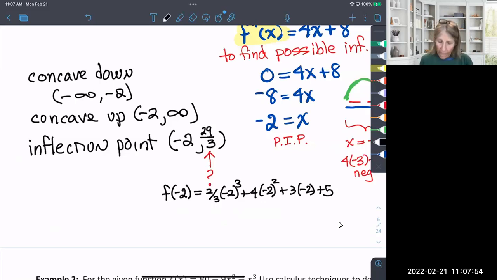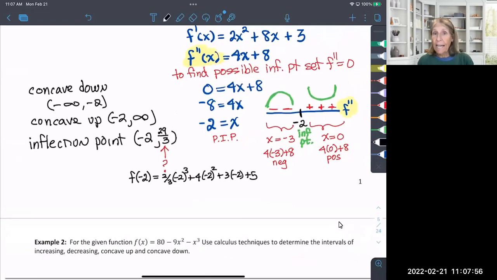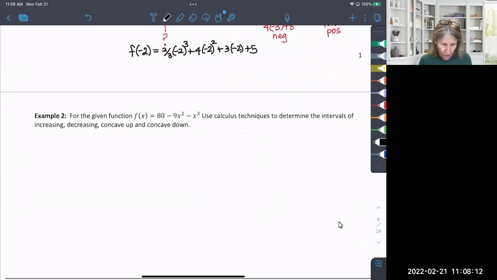Okay. So that is how we test for concavity and how we find inflection points. We do pretty much the same process that we did with the first derivative for increasing and decreasing. All right. Okay, let's try another example. So example 2 says, here's a function. Use your calculus techniques to determine intervals of increasing, decreasing, concave up, concave down. Okay, so this means I get to practice my first derivative stuff and my second derivative stuff. Okay, I get to practice section 2.1 and our new information.